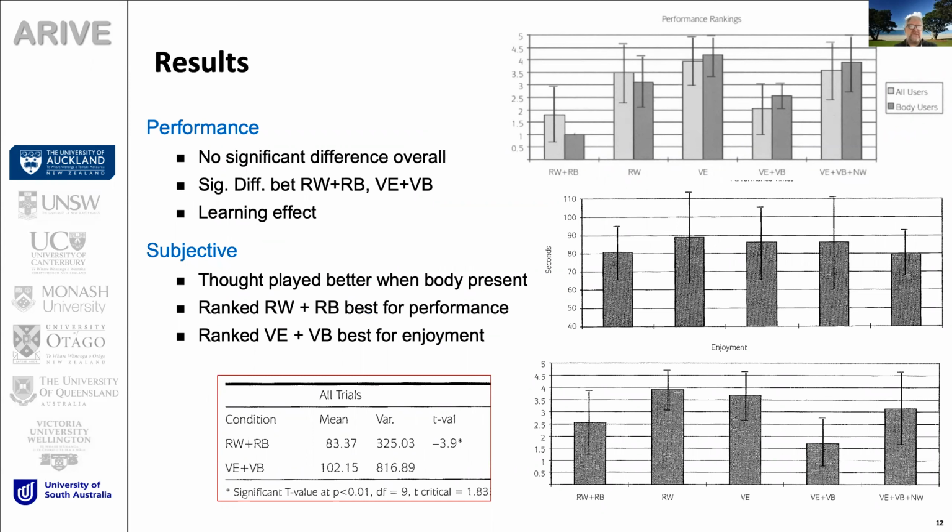So you can see the graphs on the right-hand side here showing the performance ranking, for example. People thought that seeing the people in the real world with a real body performed much better. And then we also had some subjective ranking, so they thought they could play better when the body was present.